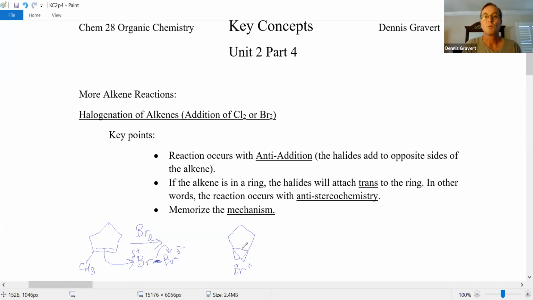Okay, we get this cyclic intermediate, three-membered ring, three-atom ring, a triangle. However you want to name it, that's a key intermediate. You have to draw that on exams when I ask for a mechanism. It's important.